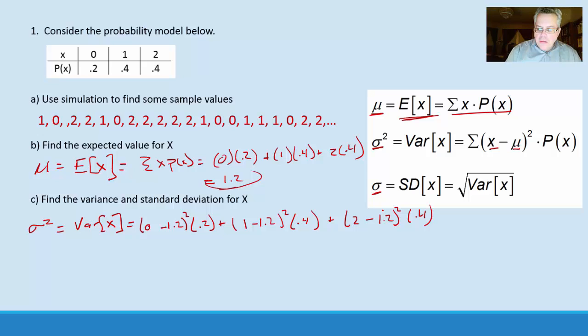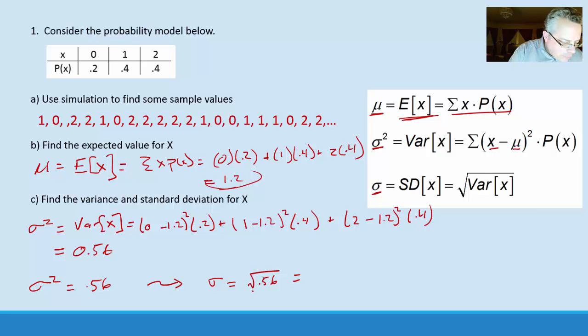When I do this, I get 0.56. So hopefully I did everything correct. So sigma squared, which is the variance, is 0.56. So the standard deviation, which is just sigma, is the square root of that. Okay, let me take the square root of that.